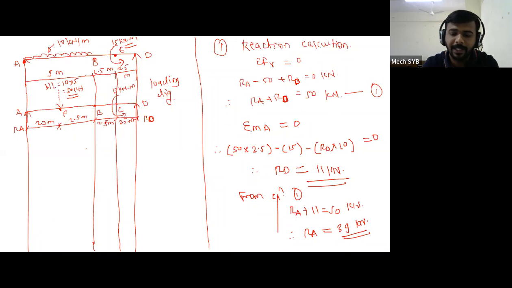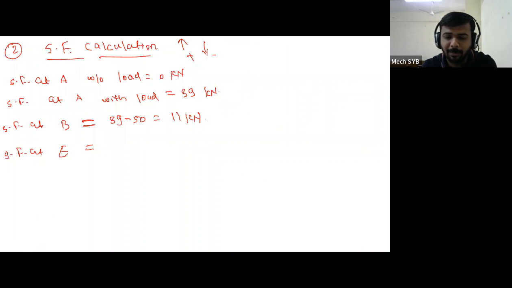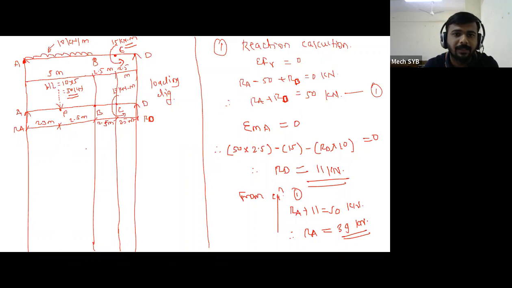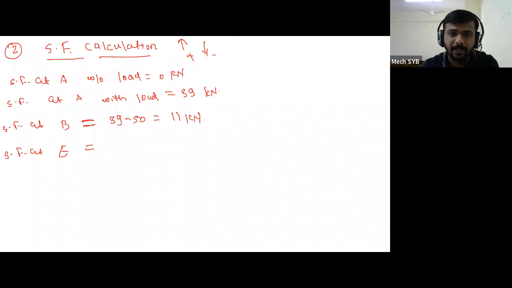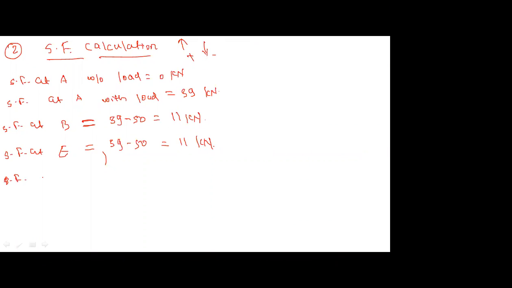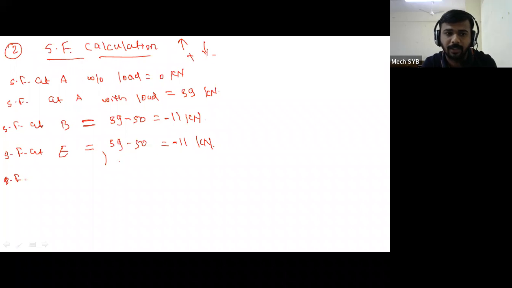But SF at point E, tell me how many forces are present to the left side of the point E? 2. कपल तर आपण घेऊ शकत नाही कारण तो मुवमेंट आहे, म्हणजे अजून तेवढीच इथे व्हॅल्यू बघा. How much? 39 minus 50 is equal to minus 11 kilonewton. Yes, 11. Sorry, both are minus. This is also minus.